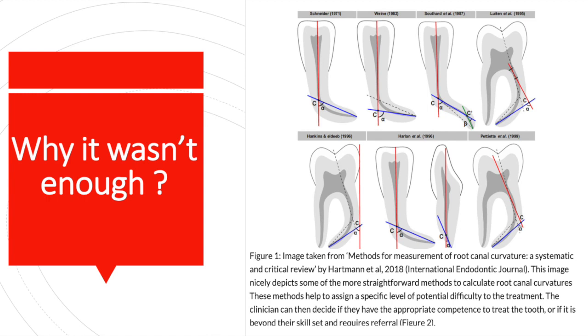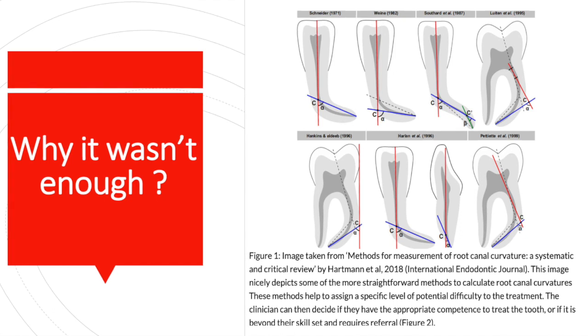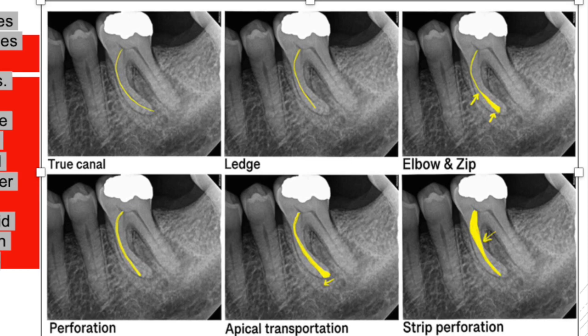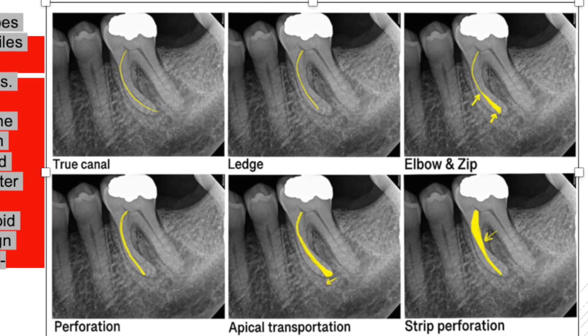Despite the sophistication that has been reached with file design and manufacturing, errors such as transportation, perforation, and file separation are still an issue for practitioners. The academic community tries to find a solution to such mishaps by modifying techniques, such as the balanced force technique, or the file design.